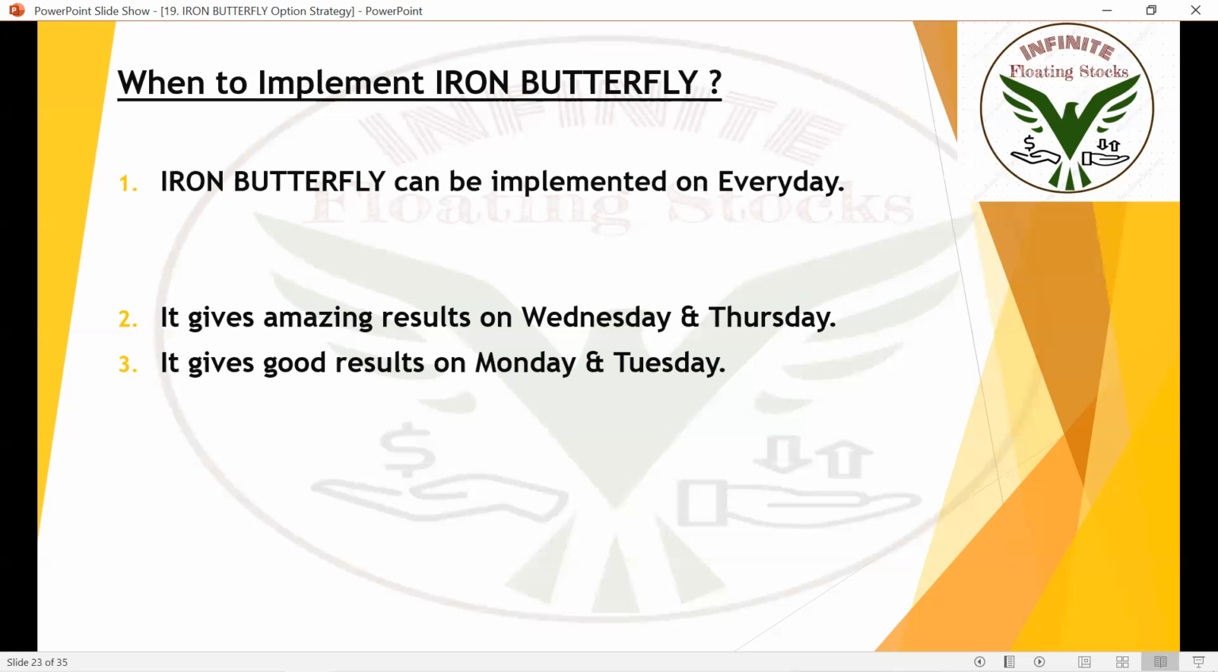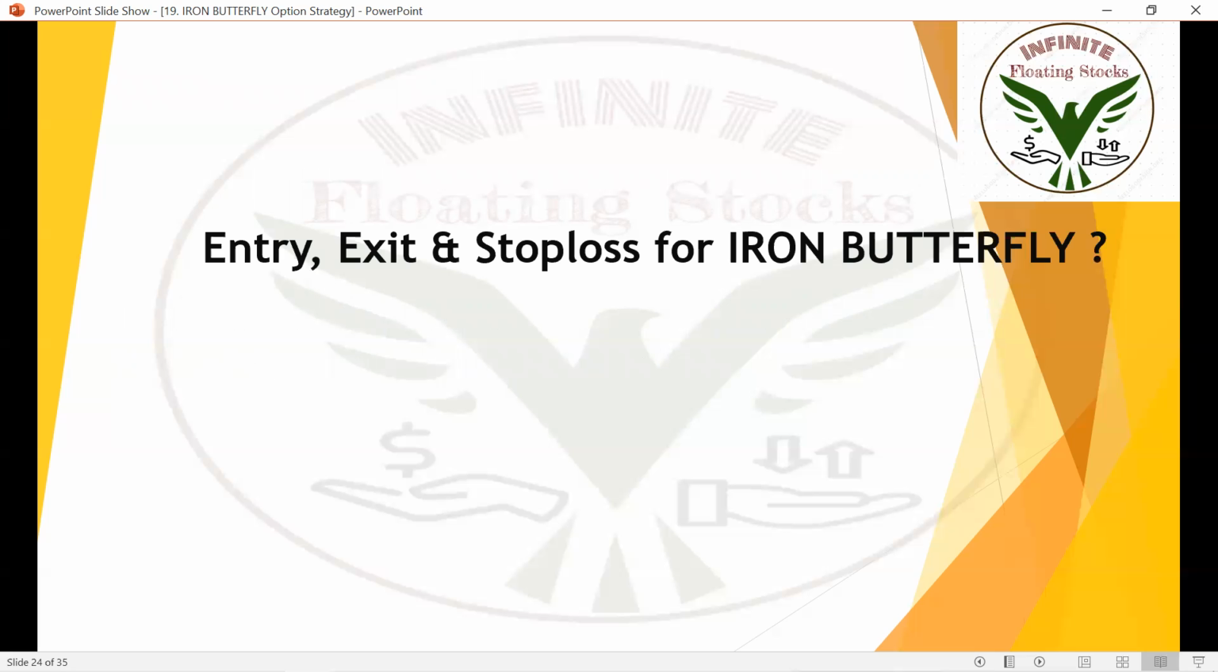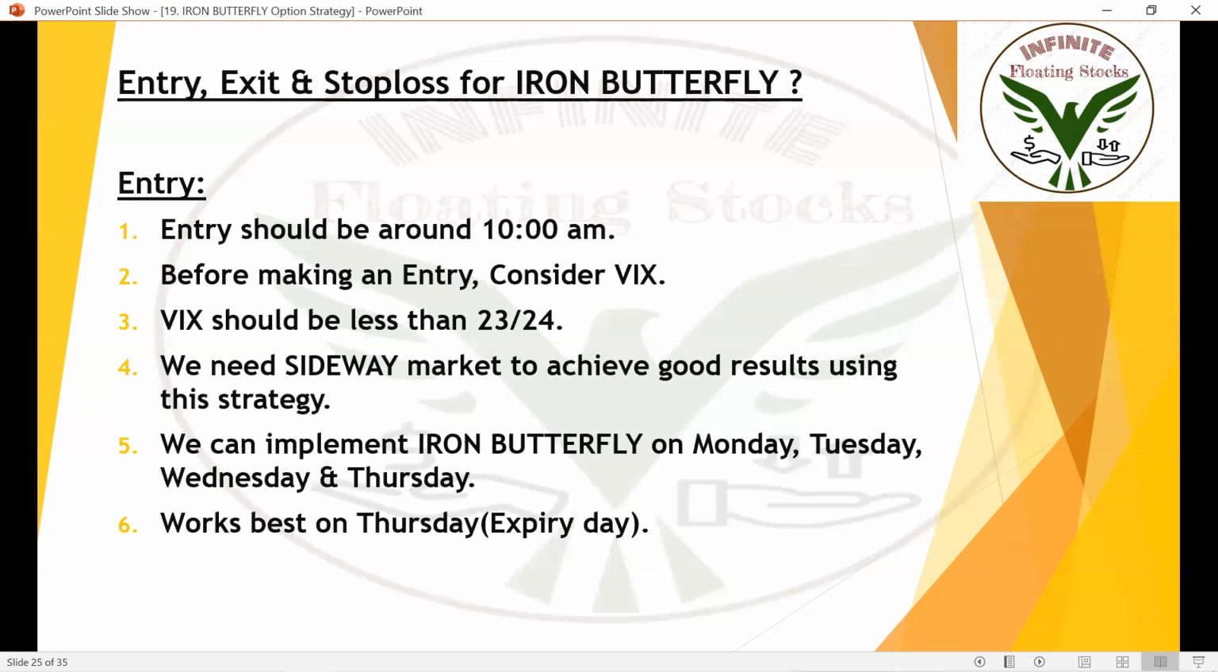Anyway, your risk is limited, so do not fear to put your capital into the market, because the risk is limited and the reward is also limited. So you can implement it right away and gain some experience and confidence. I would suggest you all to implement it with one lot. And entry, exit, and stop loss: simple, the rules are the same.